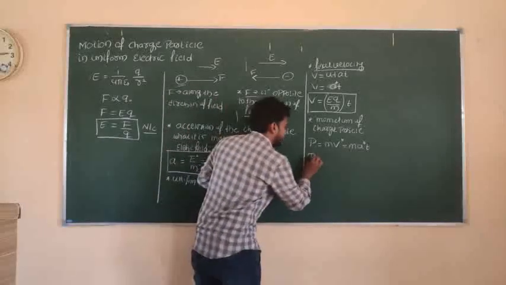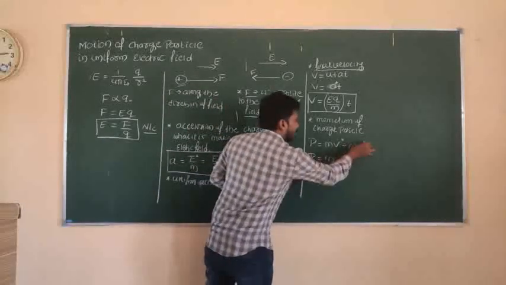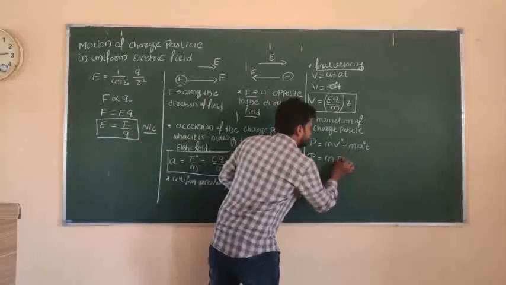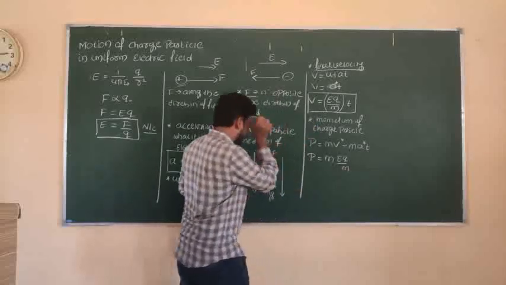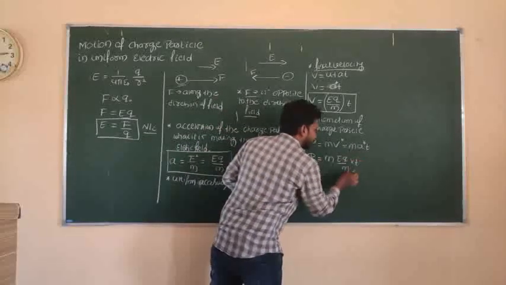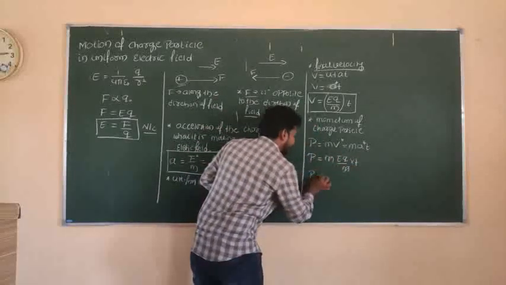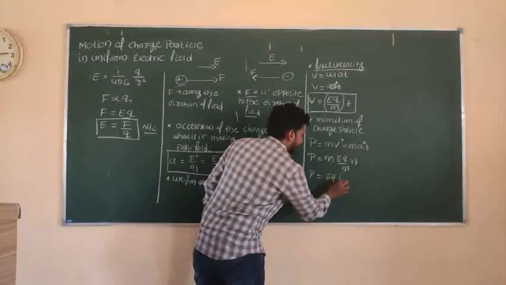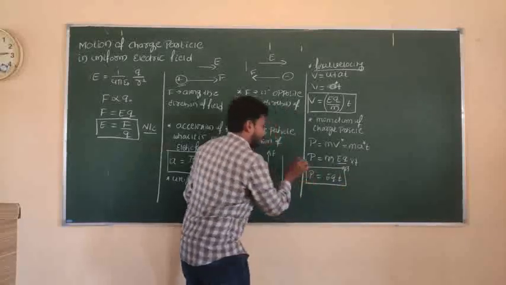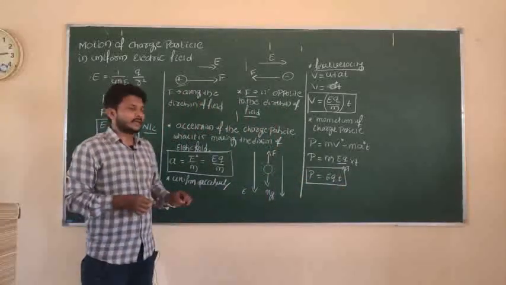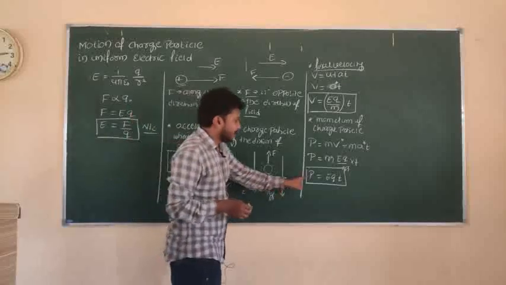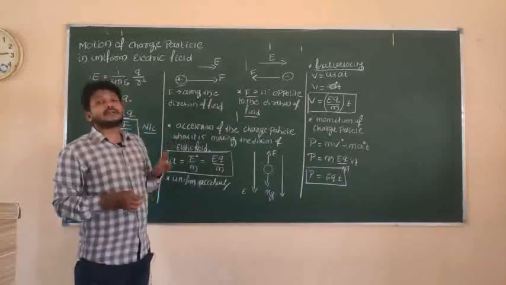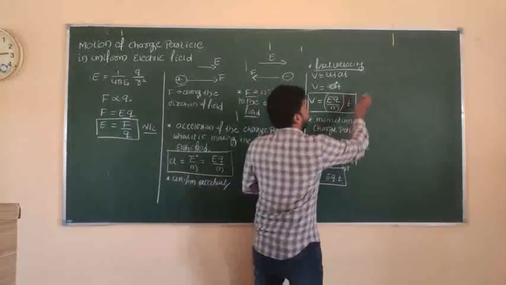So P is equal to m into, wherever acceleration a is there, I will fill that E into q divided by m into t here. So m term will get cancelled out. P is equal to E into q into t. What is the equation for that? Momentum of the charge particle here, P is equal to E into q into t here.